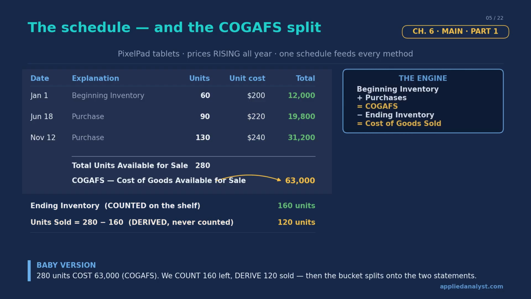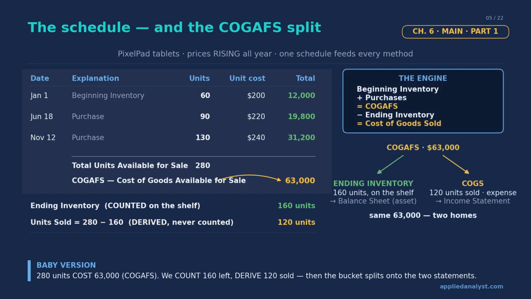And here's where the 2 halves land. That one bucket splits in 2. The part still on the shelf, ending inventory, goes to the balance sheet as a current asset. The part that's sold, cost of goods sold, goes to the income statement as an expense. Same $63,000, 2 homes. So the bucket is set, the count is in, and we know where each piece goes. Let's stop talking and actually run it.